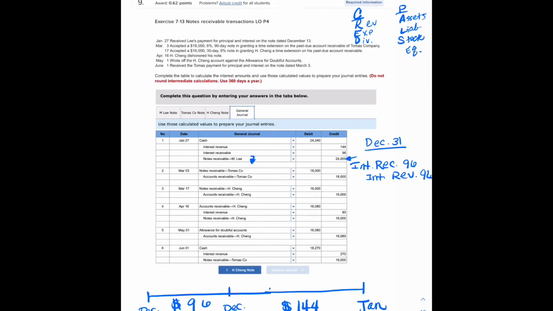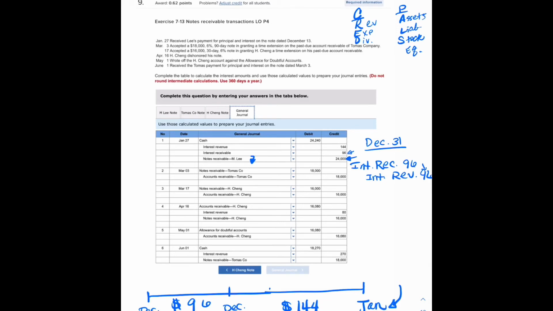So what we're doing here is saying, by the time we get all the way down to January 27th, which one of these accounts will still have a balance reflecting this $96? And the answer is this interest receivable account, because interest receivable is an asset, which means it stays on the balance sheet across periods and does not get cleared unless it's either written off or received in payment. So this interest receivable can still be used here.